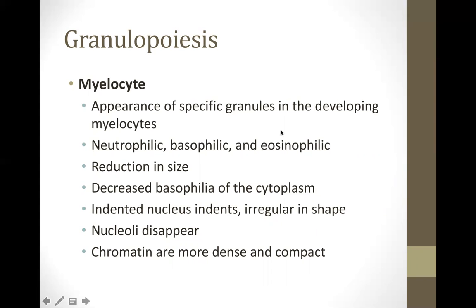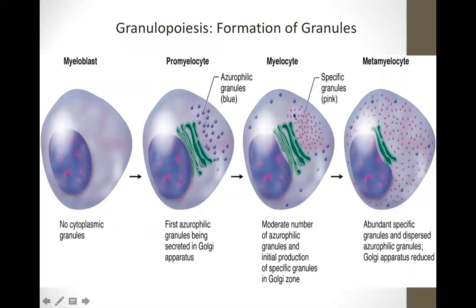Gets, class? Now, as this progresses or matures, there is reduction in size and decreased basophilia. What else? The nucleoli will disappear and the chromatin materials are more dense. But at the myelocyte, please take note na doon lang siya magkakaroon ng specific granules. Just like in this illustration, specific granules na siya. Ibig sabihin, dito na niya malalaman kung magiging neutrophil, eosinophil, or basophil, etc. Okay?